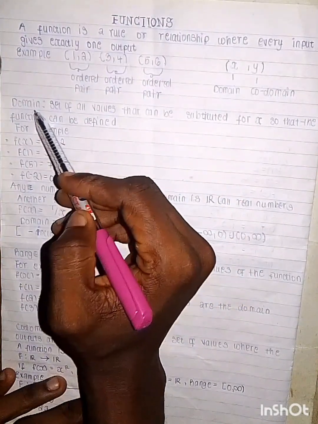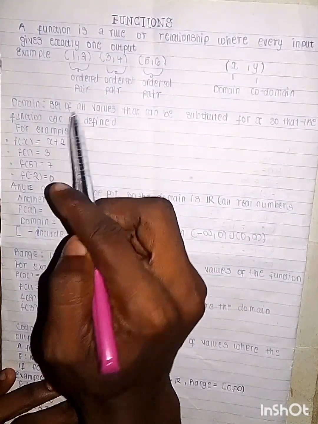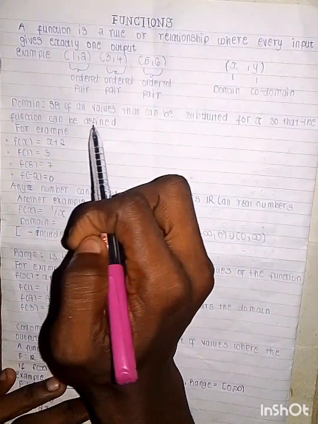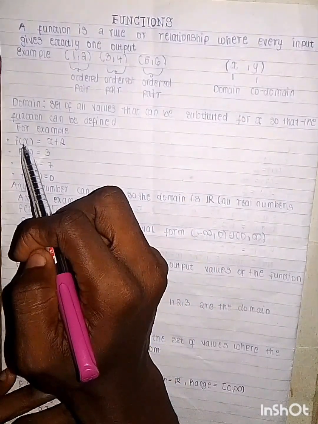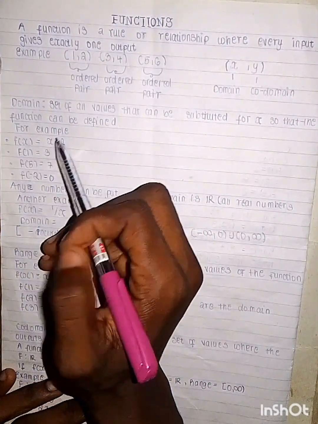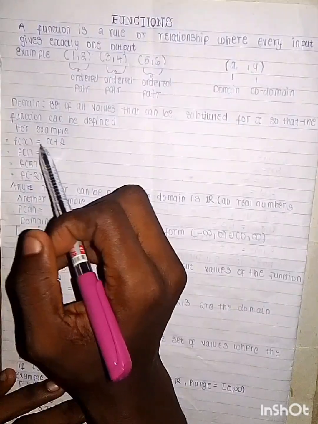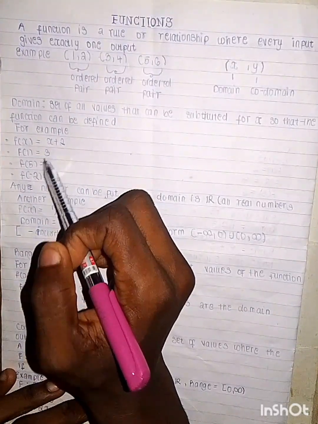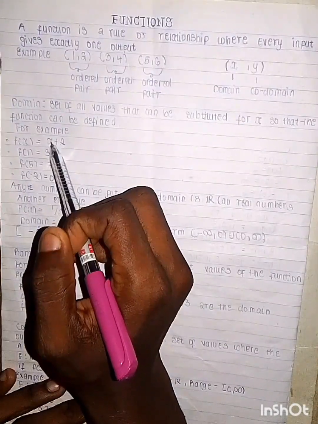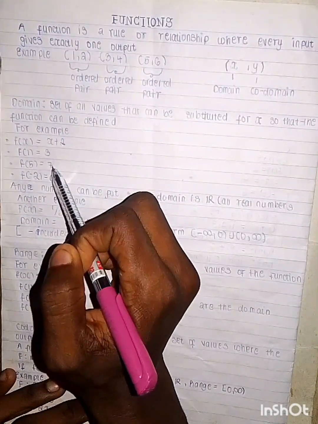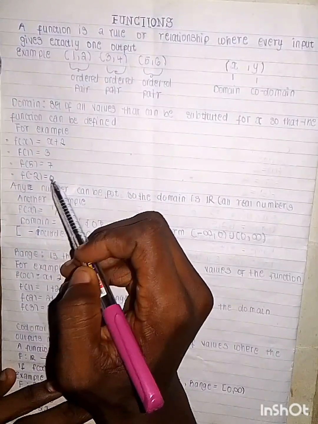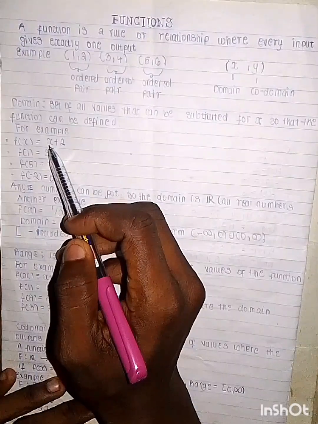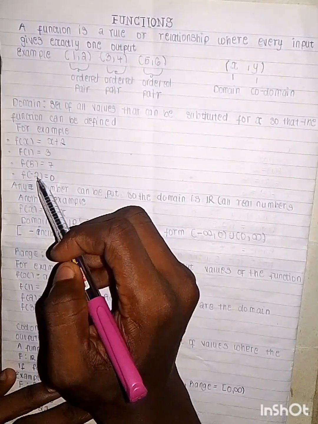Now we move forward to domain. Domain is a set of all values that can be substituted for x such that the function can be defined. For example, here we have f(x) = x + 2. If we substitute 1 into the place of x, we have 1 + 2, which is 3. In the situation where we have 5 as x, this is going to be 5 + 2, which is equal to 7. Now, we have here minus 2 and we have here 0. These values that are being used to start up the calculation are called the domain.